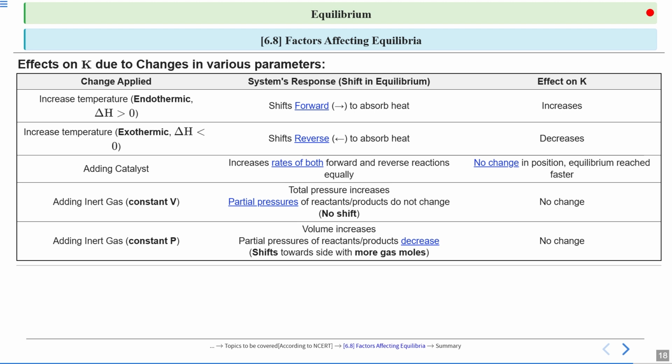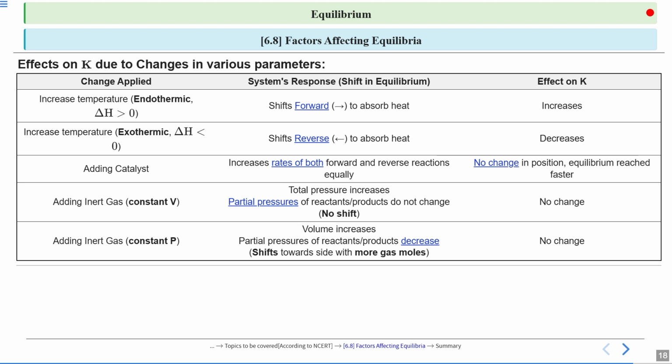So if you are increasing the temperature for an endothermic reaction, then the reaction will shift forward. First of all, why will it shift forward? So that the extra energy can be consumed. Okay. What will happen to K? Then according to the Van't Hoff factor, we know it very well that the value of K will also increase.